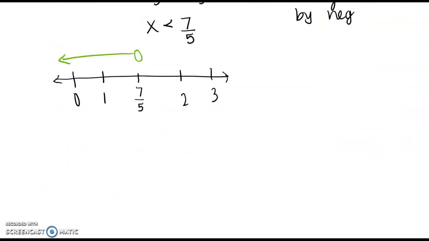Okay, and then interval notation, again, if you go back to that chart, it'll show you how to write that interval notation. Negative infinity to 7 over 5 with parentheses. And that's it.